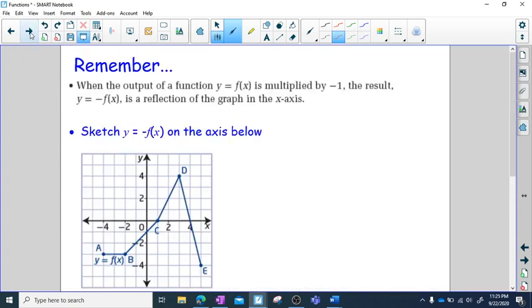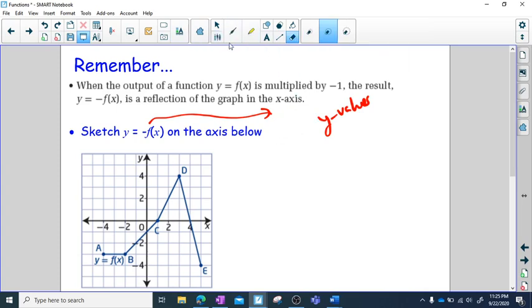So here's an example of a graph. This is some graph of f of x. It says sketch negative f of x on the same axis. Well, negative f of x means we change the outputs, which is graph talk for y values. Sorry, let's multiply, that's a better word. So multiply every single y value on the graph by negative 1.